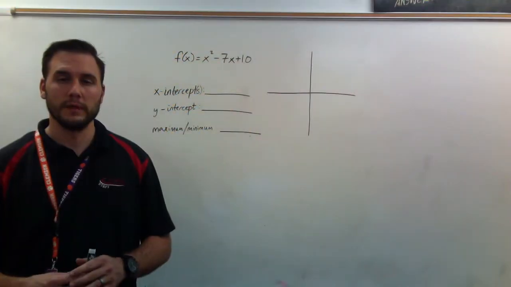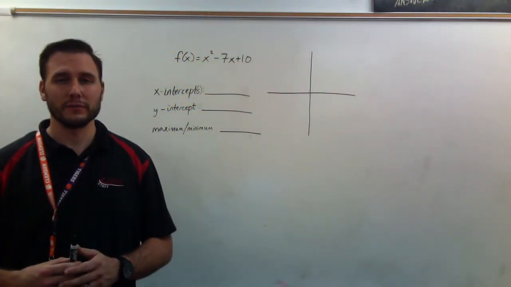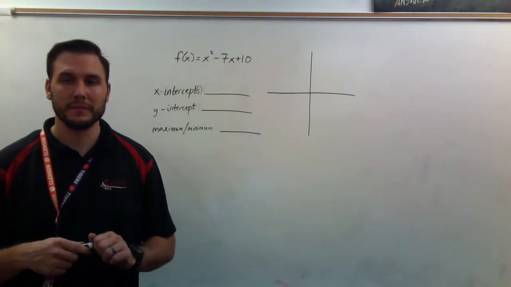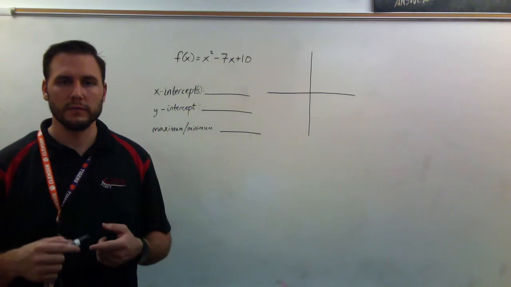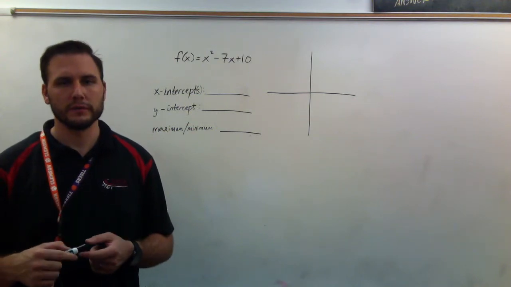This problem: it's the function f of x equals x squared minus 7x plus 10. It asks us to use our own reasoning to make a sketch of this graph and then to find a few pieces of information, a few key features of the graph.